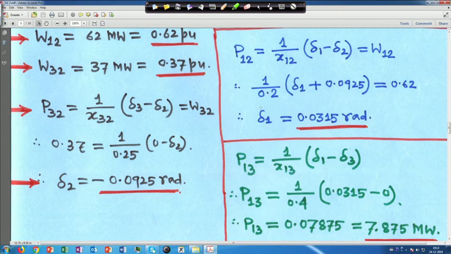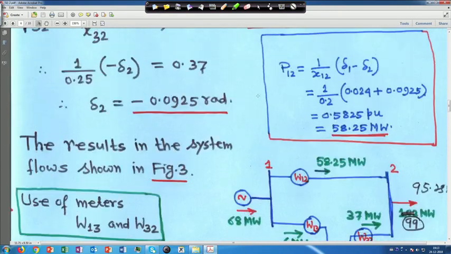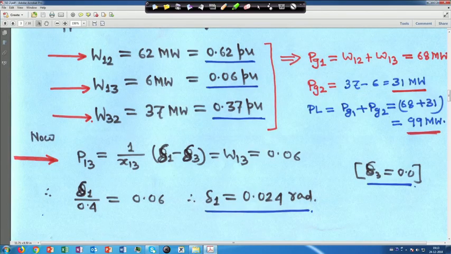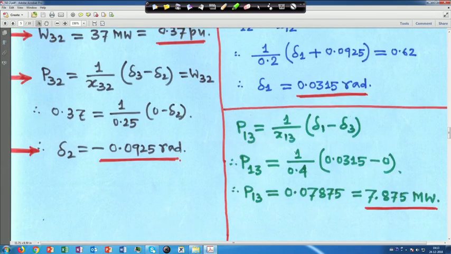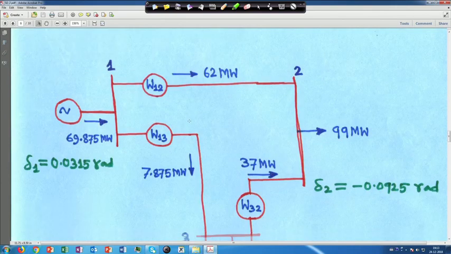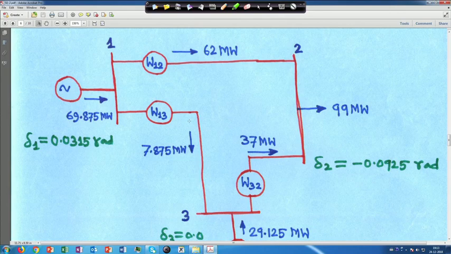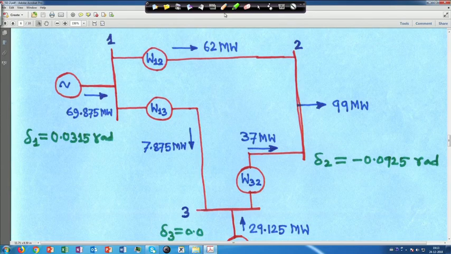Although we have taken this reading, let me go back to the data. It was 6 megawatt, but it is not like that, it is more than 7. It is 7.875 megawatt. That means if you plot now, if you see the diagram, these 2 readings we took to compute this one. So, instead of 6, it is coming 7.875 megawatt, that means this Pg1 is 62 megawatt plus 7.875. So, it is 69.875 megawatt, right.